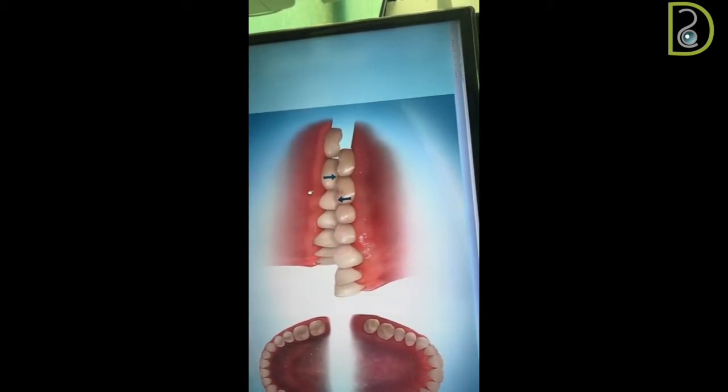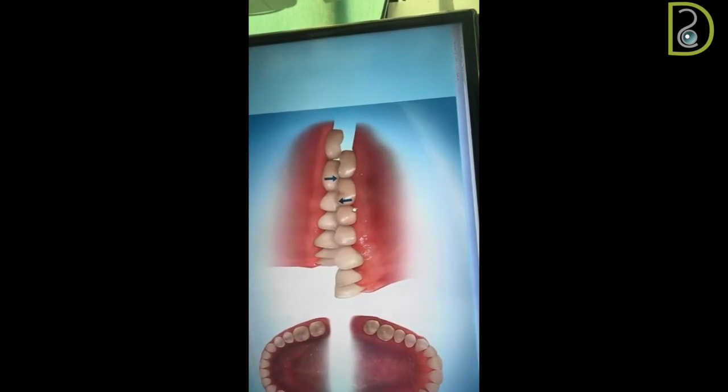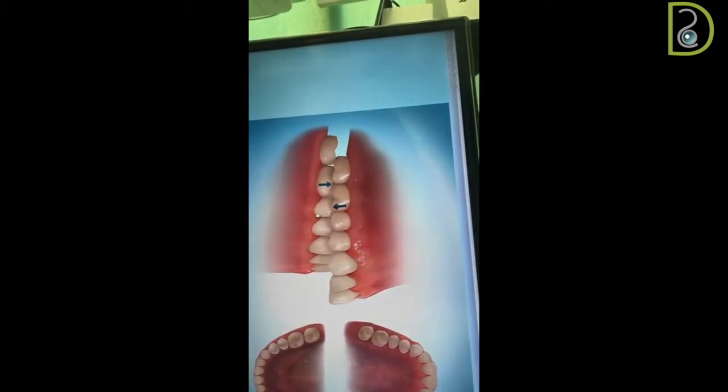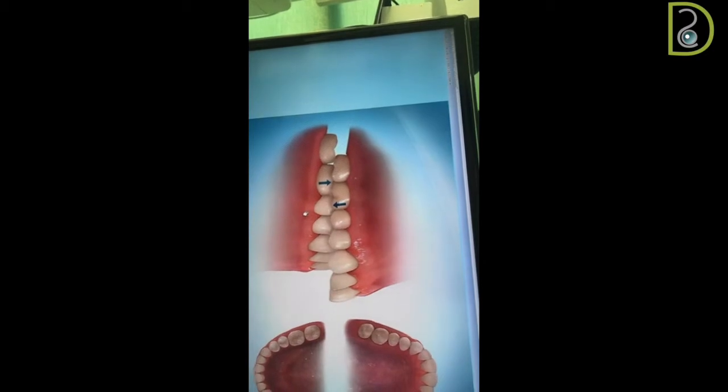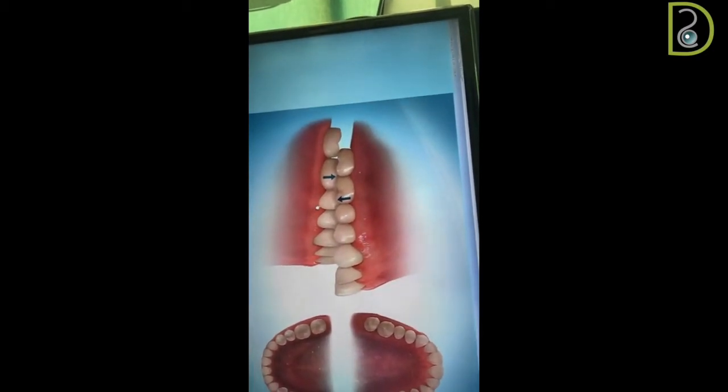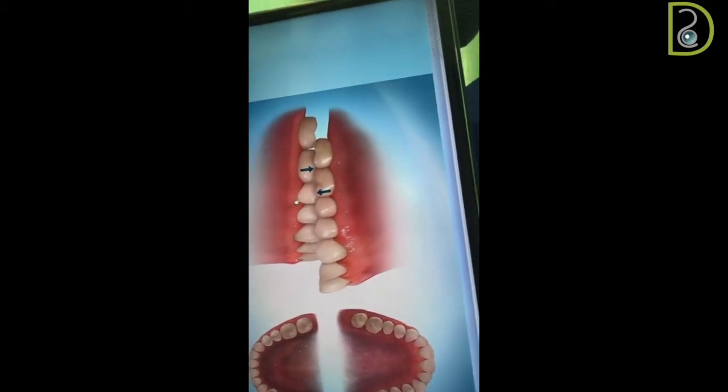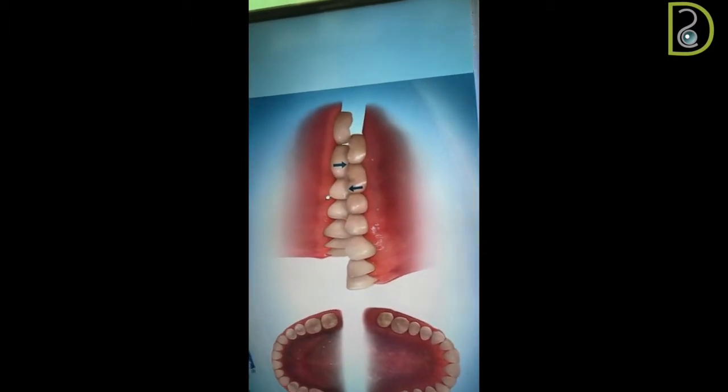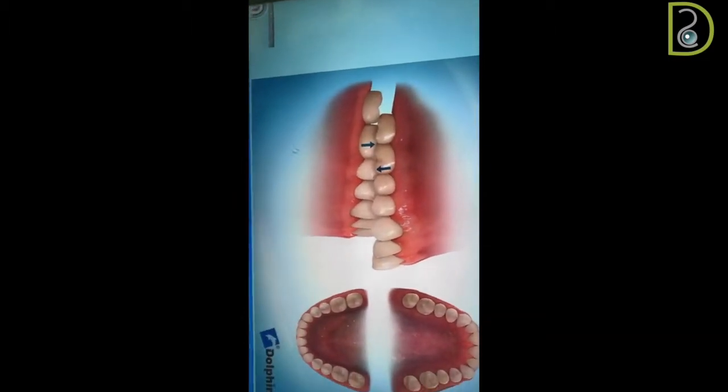Now, if the problem is in the mandible, the maxilla is fine, it's in the orthognathic position, the problem is in the mandible, the patient has retrognathic mandible, then you would like to use functional appliances to accelerate the growth of the mandible.